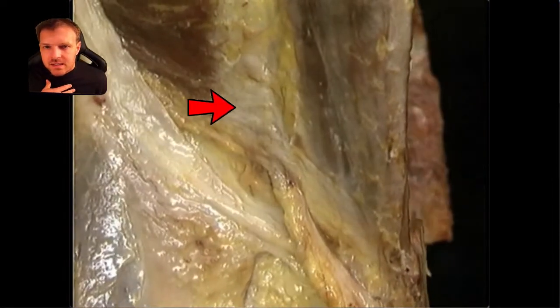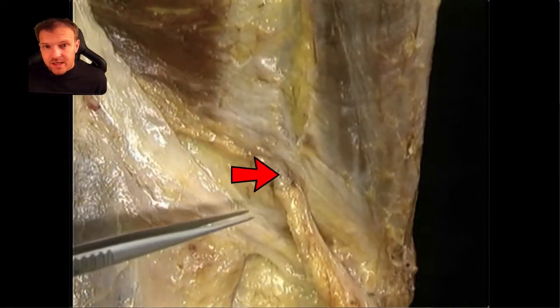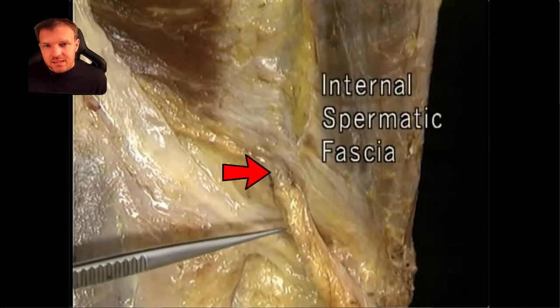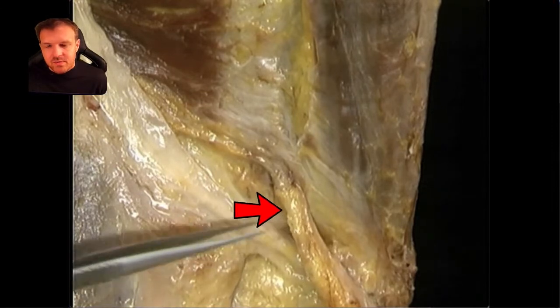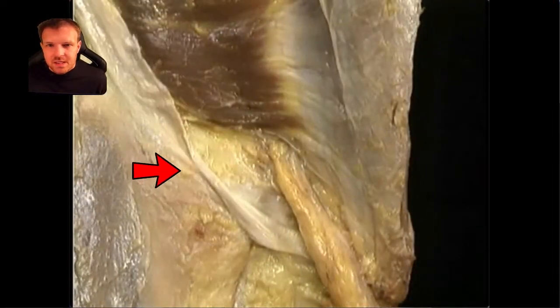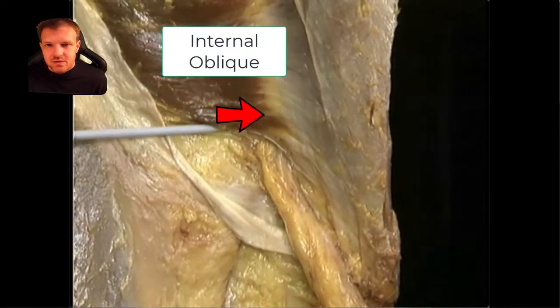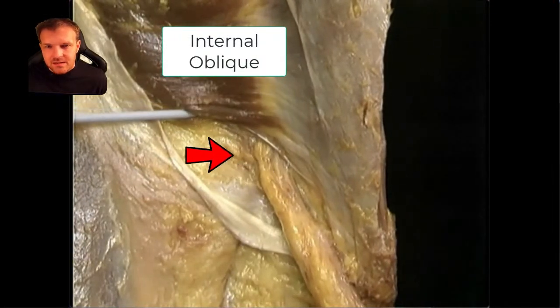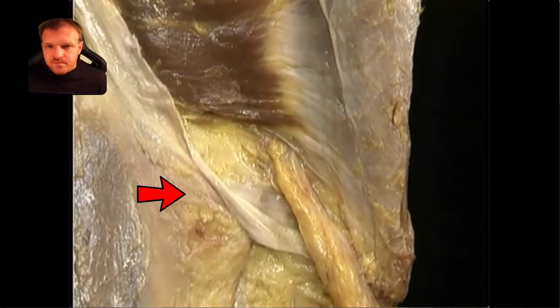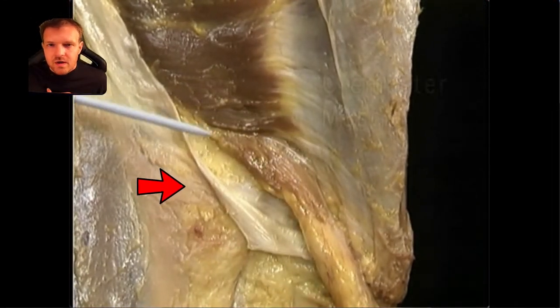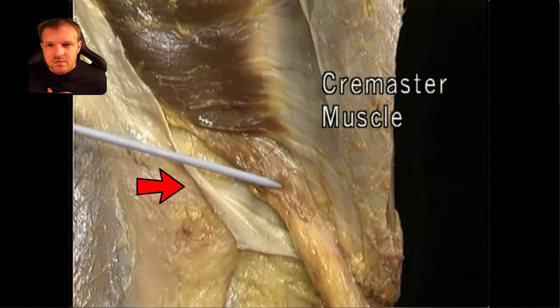So that's it, and we're going to have a look at the layers. Obviously the spermatic cord isn't free like this. Everything's connected. You've got fascia around the spermatic cord. You've also got a muscle attachment, which we'll see in a second. So there's your internal oblique, coming out underneath there, and then you've got another muscle, which is called the cremaster muscle.